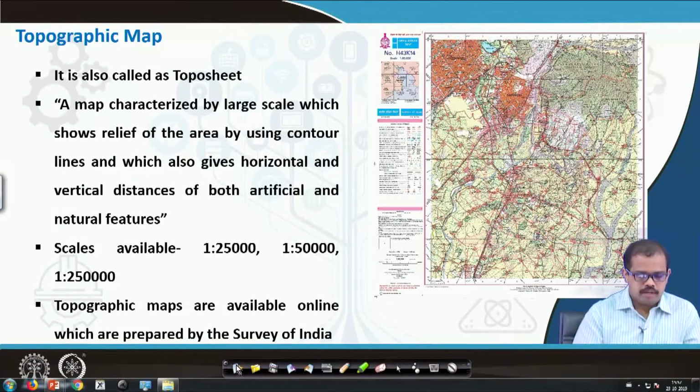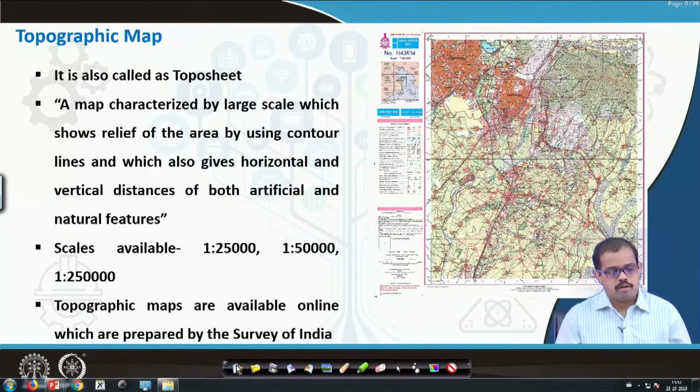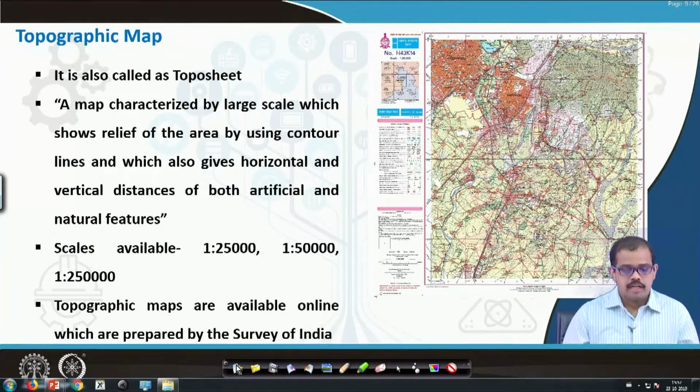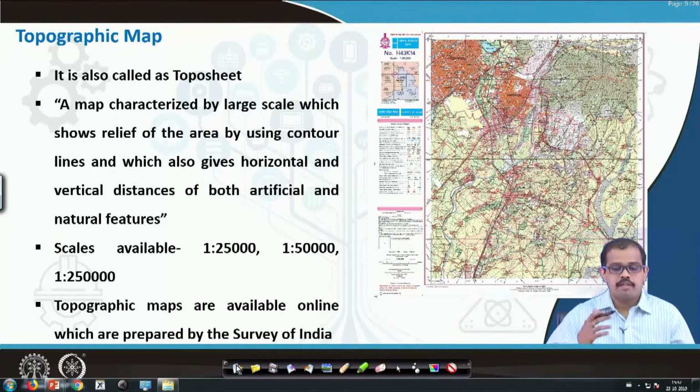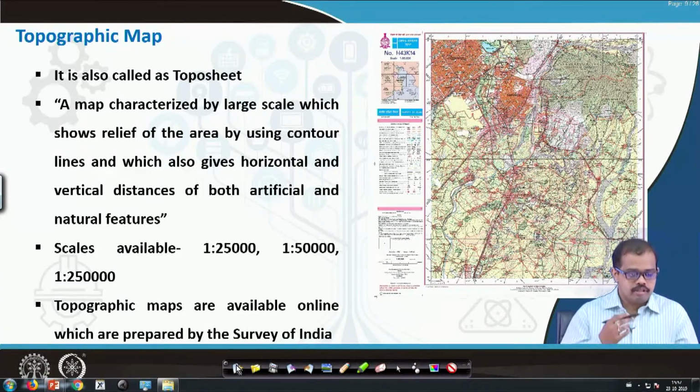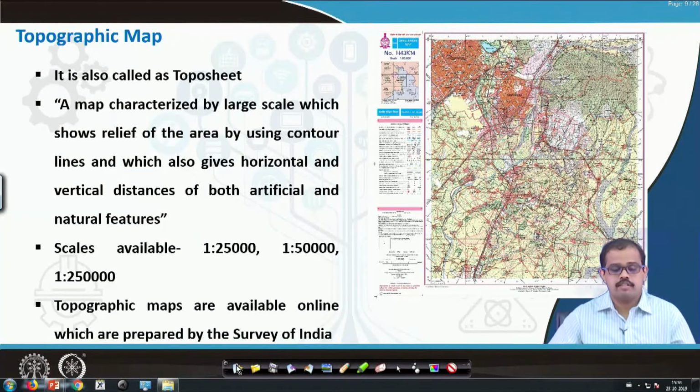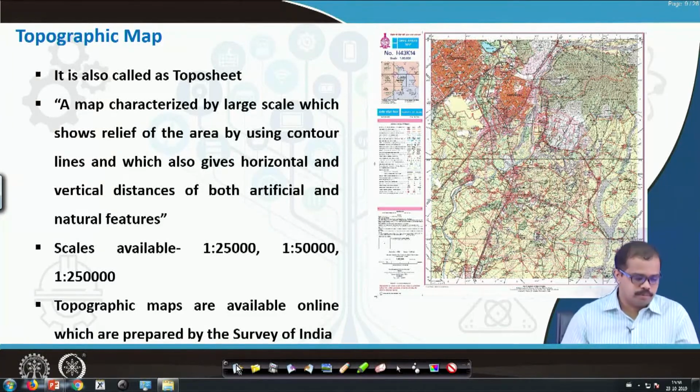And when I say a topographic map, or it is called a topo sheet to be simpler, it is a map that is characterized by a large scale, which shows the relief of an area by using contours, contour lines, which give you the horizontal and vertical distances of both artificial and natural features. That's nothing but your topographic map.